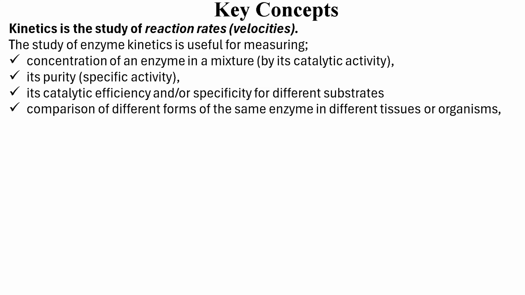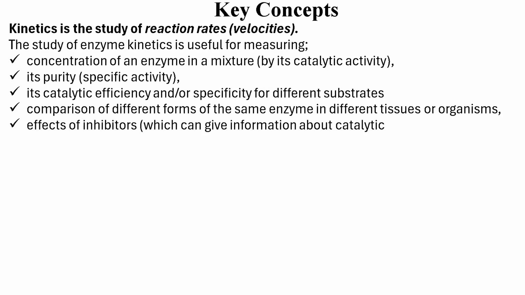So you compare different forms of the same enzyme in different tissues. For instance, the glucose 6 phosphate dehydrogenase that you can find in the liver, you can find it in the muscles, you can find it everywhere. But then with kinetics, we know how the one in the liver performs, or how it outperforms the one in the other organs. So with kinetics, we can look at this comparison.